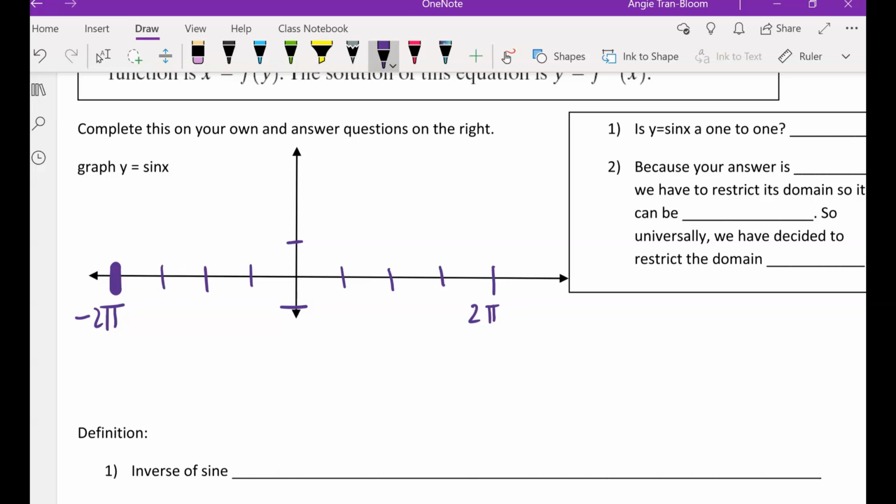Once you guys have your sine graph, compare it with your team to make sure that we all have the same exact graph. Make sure you have your tick marks on there. Label at least one or two tick marks so I know how much each tick mark is worth.